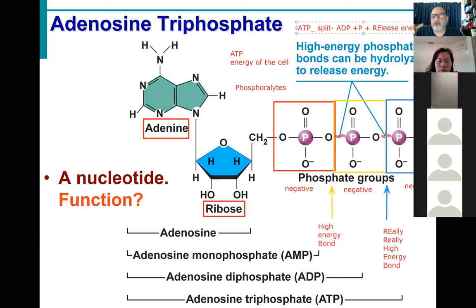And what we're left with is adenosine diphosphate. But remember, while this bond isn't quite as high as this one, this bond can be broken as well. So what would happen is we would split our ADP, and from that we would get a phosphate. We would get energy. And what molecule would we be left with? Again, these are on the screen. Should be pretty easy. Adenosine monophosphate.